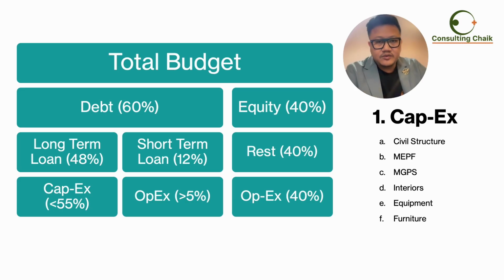If you break down the CapEx, 35 to 45% of the CapEx is civil structure, MEPF around 25 to 35%, MGPS 4 to 8%, interiors 15 to 20%, equipment 20 to 30%, furniture 3 to 5%. Whatever numbers I've said, these are just approximate values. It will always change from project to project. So now let's go to the next point.